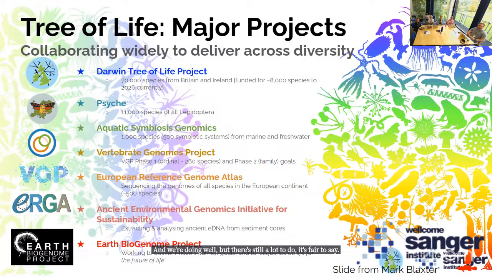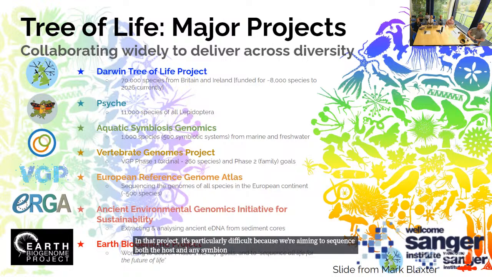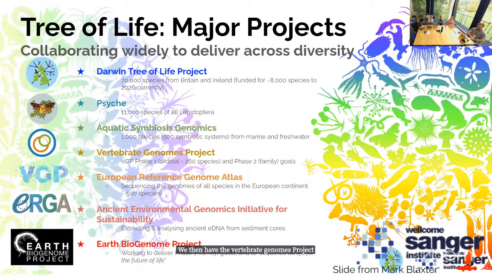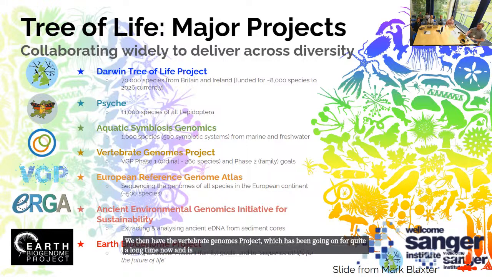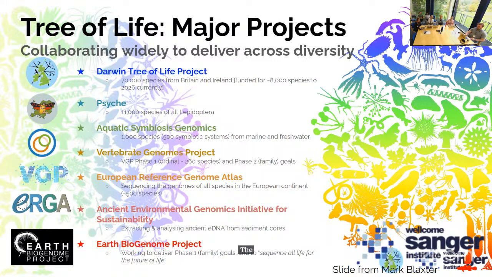We have the Psyche project, which focuses on Lepidoptera, the Aquatic Symbiosis Genomic project, which Graham and Liz have both mentioned. In that project, it's particularly difficult because we're aiming to sequence both the host and any symbiont genomes that are present in the same sample at the same time and in parallel. We then have the Vertebrate Genomes project, which has been going on for quite a long time now and is hopefully going into phase 2 soon. The European Reference Genome Atlas.